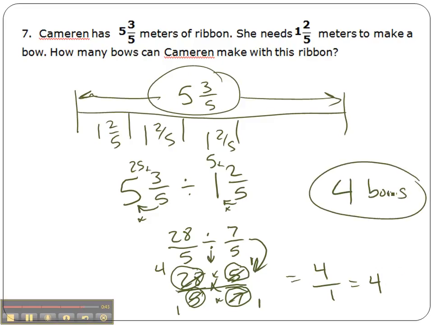We could check that by multiplying 1 2/5 times 4 and make sure we get this 5 3/5. If you do that, you'll see that it works out. We have 7/5 times 4, 28/5. So yes, 5 3/5. But go ahead and do that work and double check it.